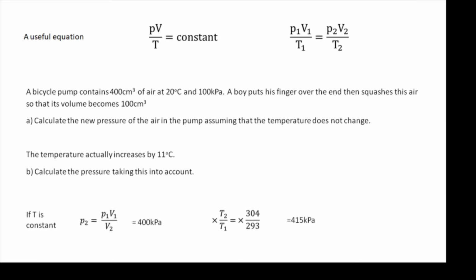So first of all, if T is constant, then it's just P1 V1 equals P2 V2. Rearranging that, we get P2 is 400 kilopascal. If the volume is a quarter, then the pressure is 4 times bigger. Once we take the temperature into account, then we just multiply by T2 over T1, and there's the two temperatures in Kelvin, and that brings the pressure up to 415 kilopascal.